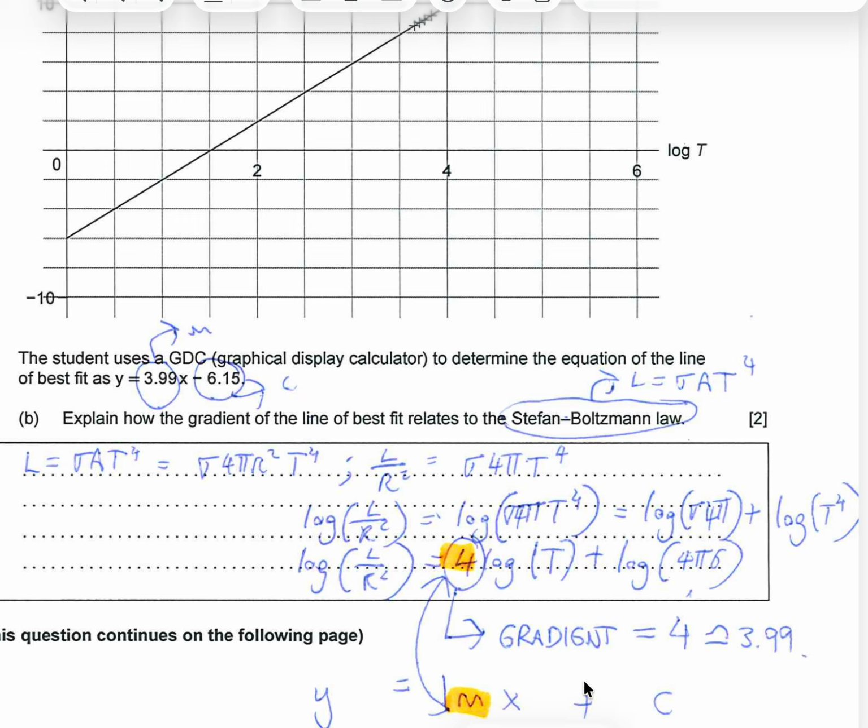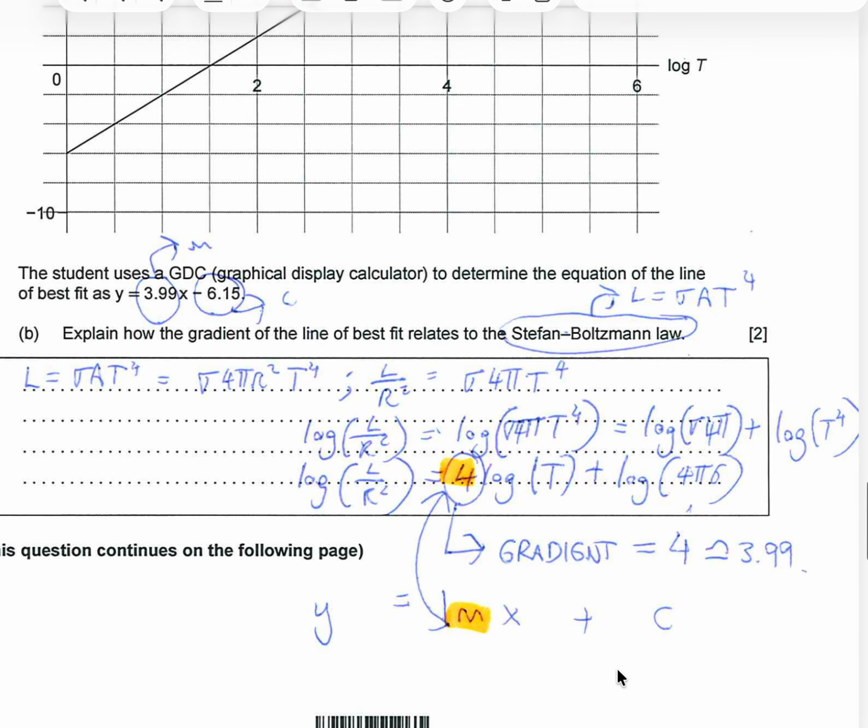Now why have I separated it out like that? Well, because this log t is what's on the x-axis, and we can bring that 4 down to the front because it's an exponent. So we then end up with 4 log t plus log 4 pi sigma, or sigma 4 pi. Now you notice that the gradient should be 4.